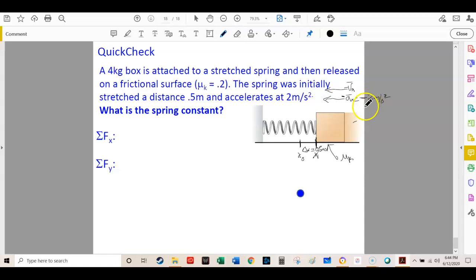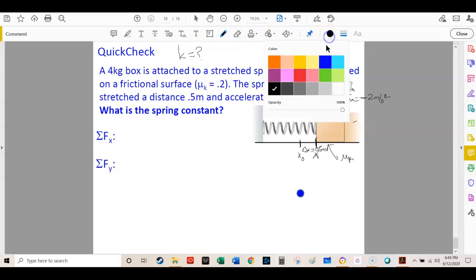And they want to know what the spring constant is, so we have to find out what k is equal to. Well, go ahead and pause the video, and given those notes, attempt this and solve for k. Try it out. All right, well, we're back.